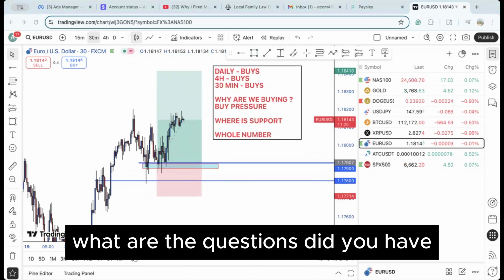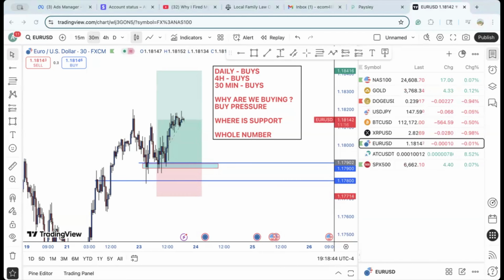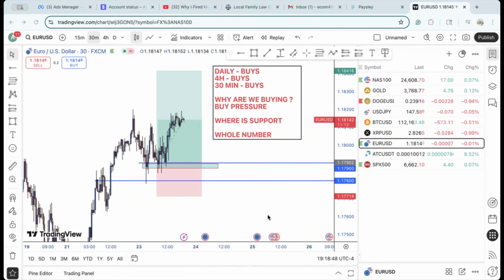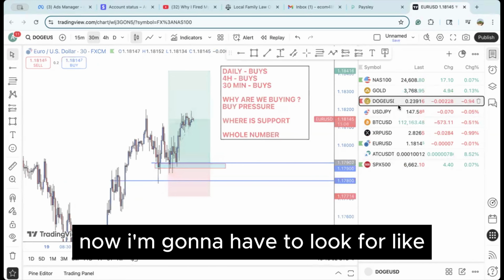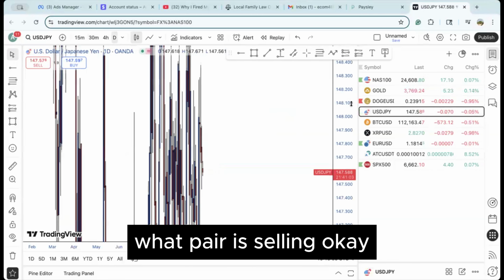What other questions did you have? Basically, can we go over a sell chart, since that one's a buy? For sure. Now, I'm gonna have to look for who's selling. You know what I mean? What pair is selling?